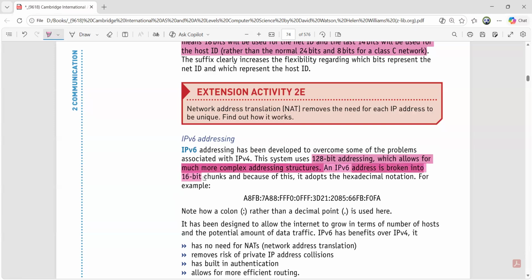Second point about this. And thirdly, it adopts the hexadecimal notation. This is the third point. And then the fourth point is just an example, along with the separation of the values by a colon sign rather than a dot. So when you talk about IPv4, the values are separated by a dot, and here in IPv6, they are separated by a colon. I think it's very much clear. The differences are very clear to you.